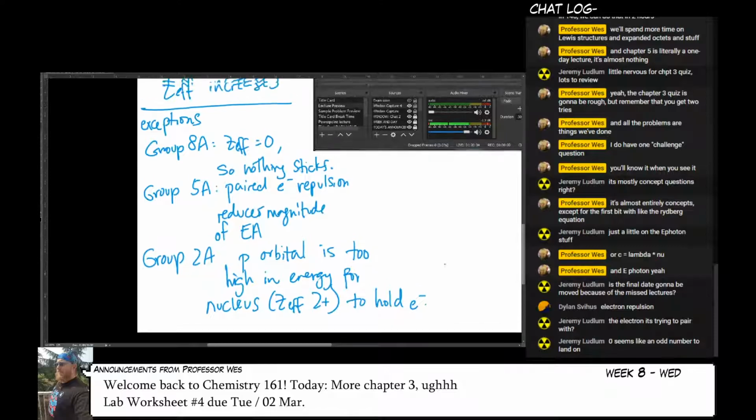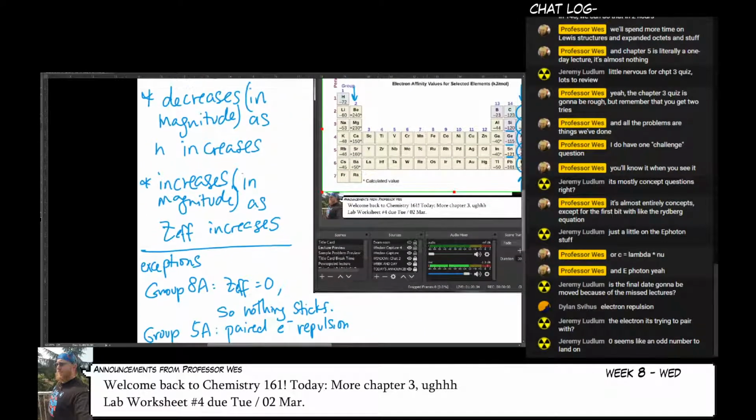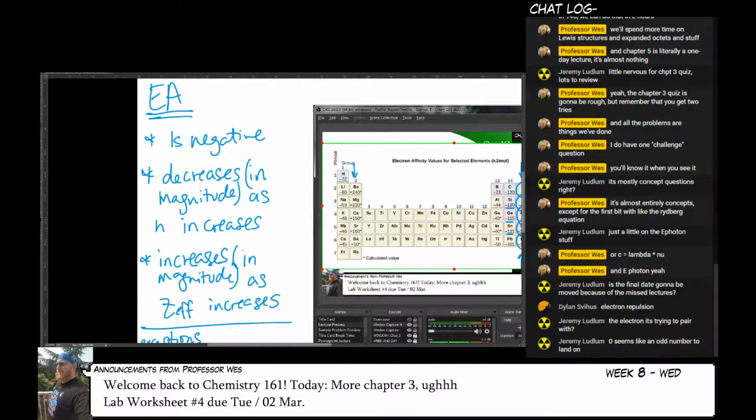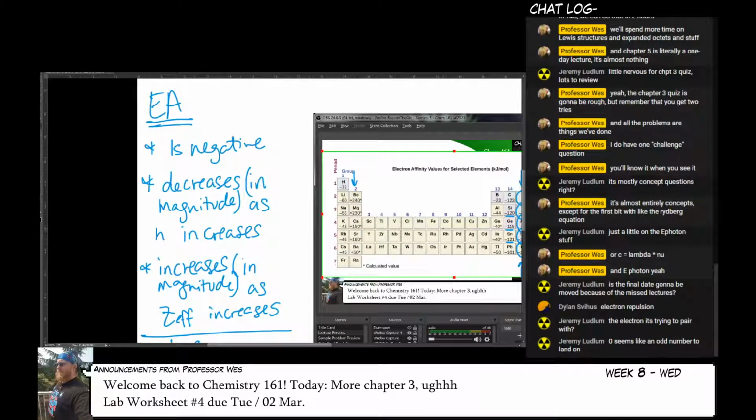So to summarize, remember, the trends are more important than the exceptions, but you should recognize where the exceptions are. Electron affinities are negative, and they are based off of how much energy you get when you drop the electron from n equals infinity. So it's like holding it above the atom and just letting it go. It falls down. The further it falls, the more energy is released. If it doesn't fall very far, less energy is released. So n determines this primarily.